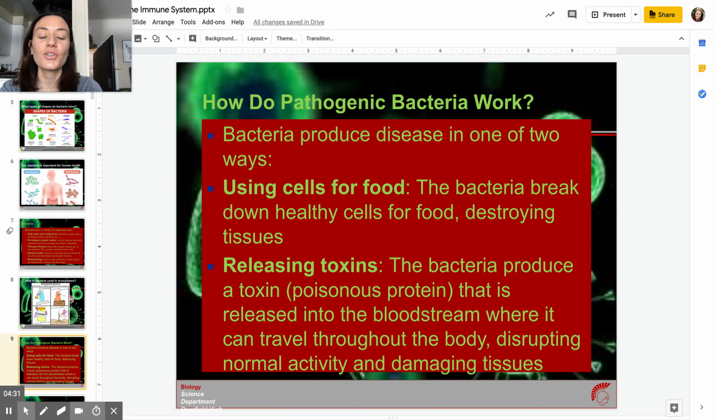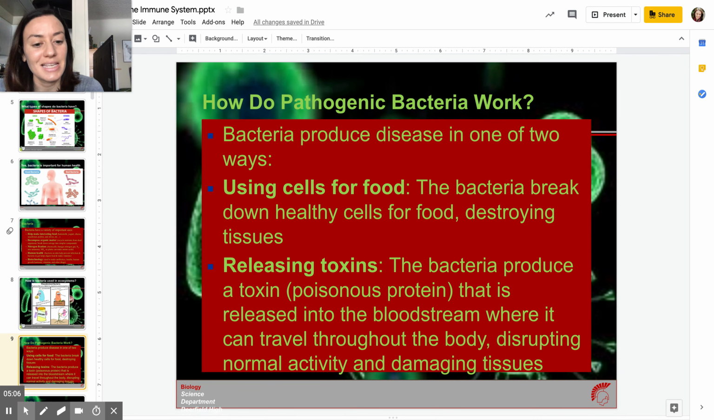Okay, I want to start talking about bad bacteria, pathogenic bacteria. Remember, a pathogen causes disease. What does a pathogen do? Causes disease. It can cause disease in two ways. When bacteria is bad, it breaks down healthy cells for food. So bacteria mainly destroys living tissue because it's eating it. Okay, remember, bacteria eats, it digests, it's alive.